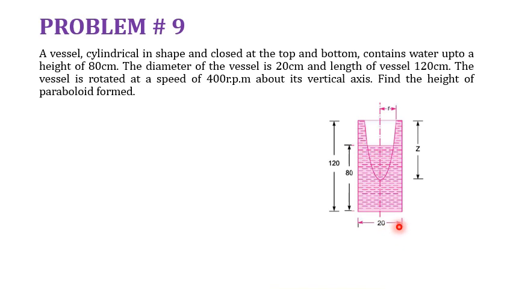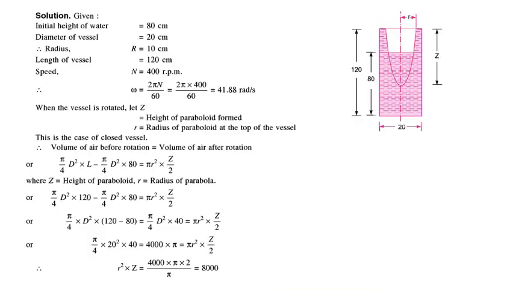So this vessel is rotated at a speed of 400 rpm about its vertical axis. Find the height of paraboloid formed. So you have to find out this z dimension. So we can calculate the rotating speed omega from the rotation known, that is 400 rpm. So we know omega is given as 2 pi N over 60. We'll get it 41.88 radians per second.